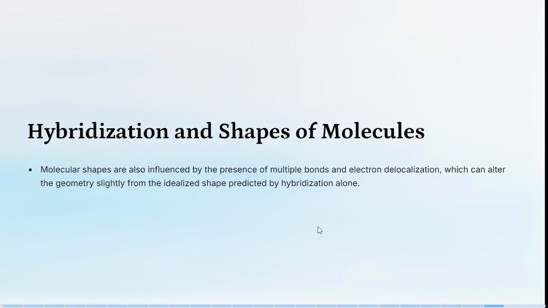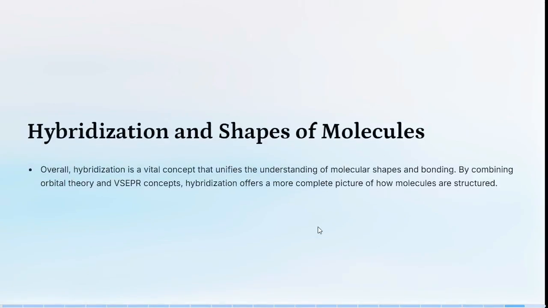Initially I mentioned that hybridization affects the shape of a molecule. I also said lone pairs of electrons affect the shape of a molecule. But another characteristic that affects molecular shape is the presence of multiple bonds or the delocalization of electrons. Overall, hybridization is a vital concept that unifies the understanding of molecular shapes and molecular bonding. By combining orbital theory and VSEPR theory with hybridization, we can get a complete picture of how the molecular structure of different molecules appears in real life.